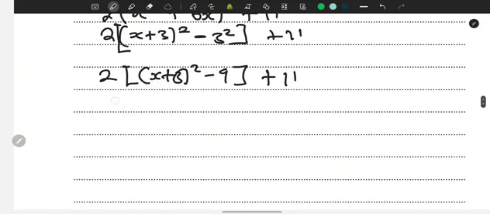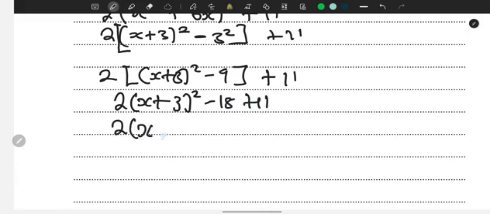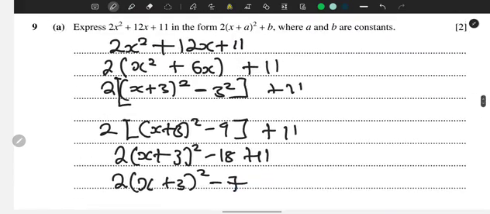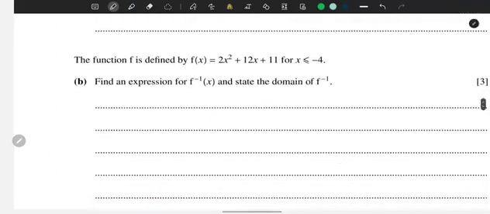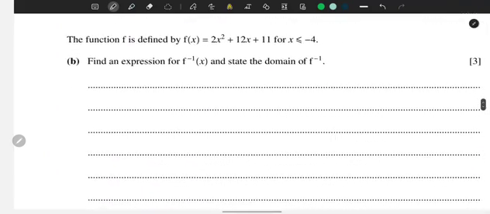So use these two to expand the brackets. You have 2(x plus 3) squared minus 18 plus 11. So you finally have 2(x plus 3) squared, minus 18 plus 11, that will give us minus 7. Okay, and that is that on that one. So moving to part b. The function f is defined by this, for x less than or equal to minus 4. Find an expression for f inverse and state the domain of f inverse.